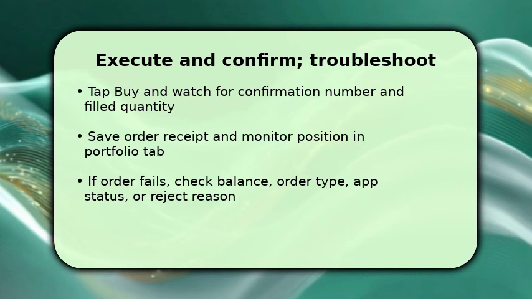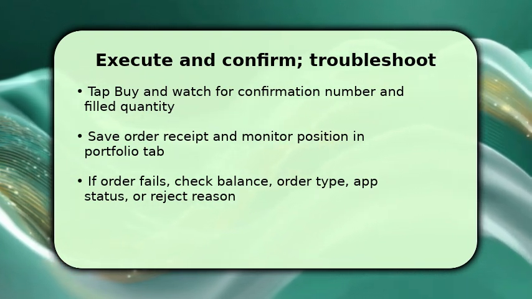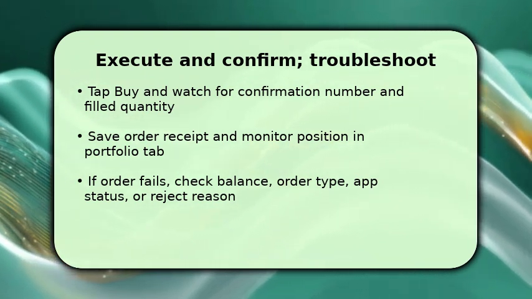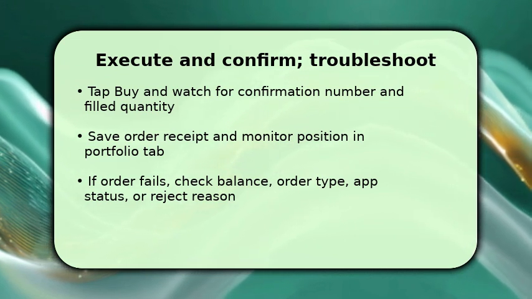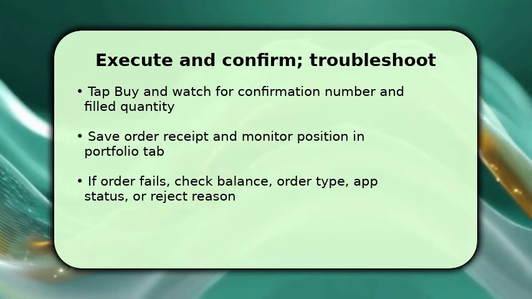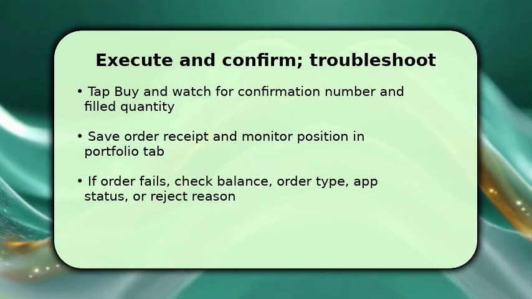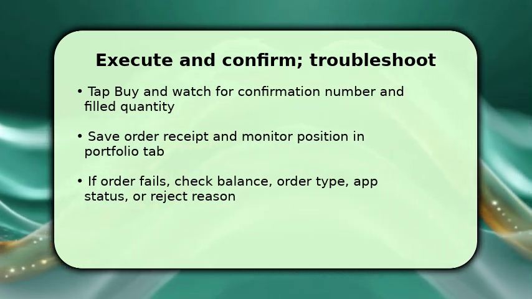If something goes wrong, pause, check your available balance, the order type you used, whether fractional shares were supported, and the app status page for outages. Retry with corrected settings or contact support with your order ID if the problem persists.